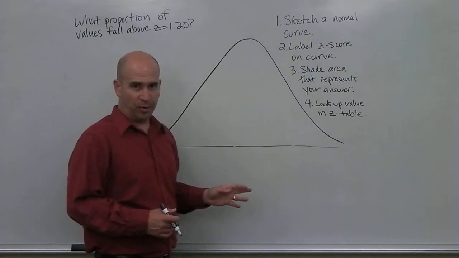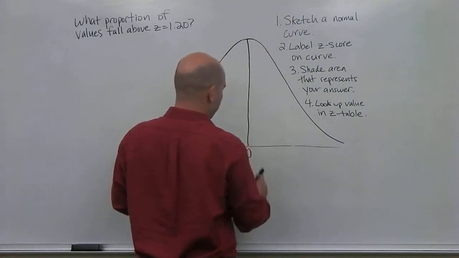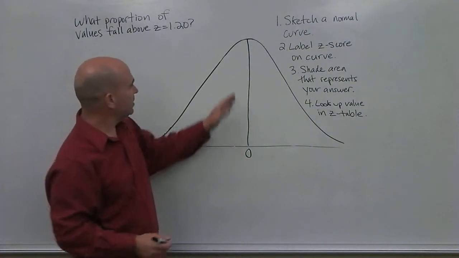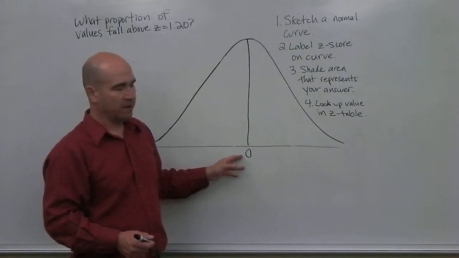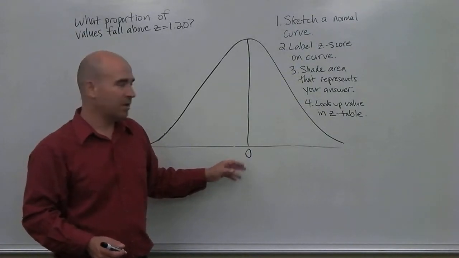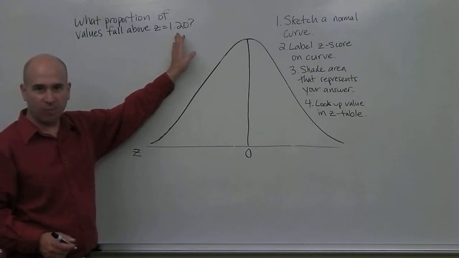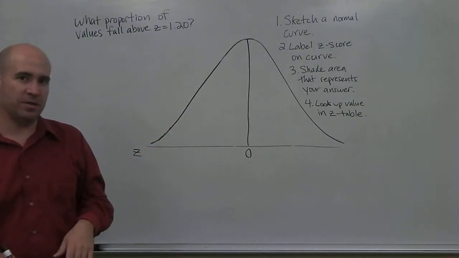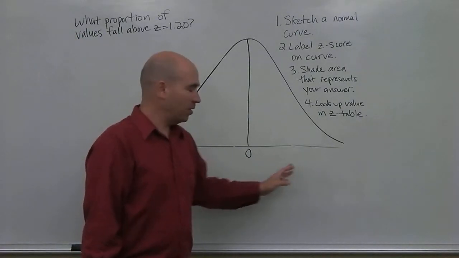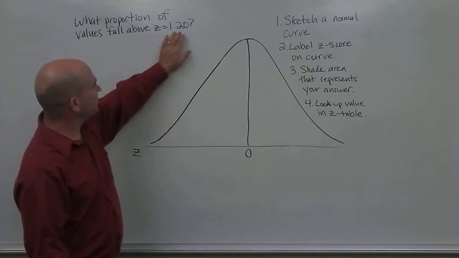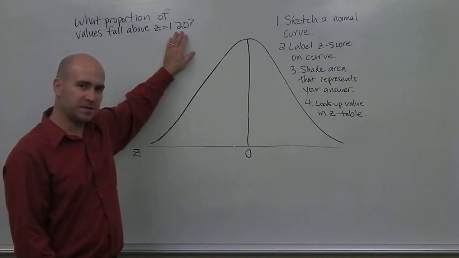I'm going to label 2 points here. First, I know the center of this curve is at 0. That's a z-score of 0, right? Because the mean is at the center, or really the mean, median, and mode. They're all equal here, and they're equal to a z of 0. So if I'm looking for the proportion of values above z of 1.2, the first thing you should ask yourself is, am I looking for a place above 0 or below 0? If you look at this value, you'll notice that it's positive. So you want to look for a place above 0.